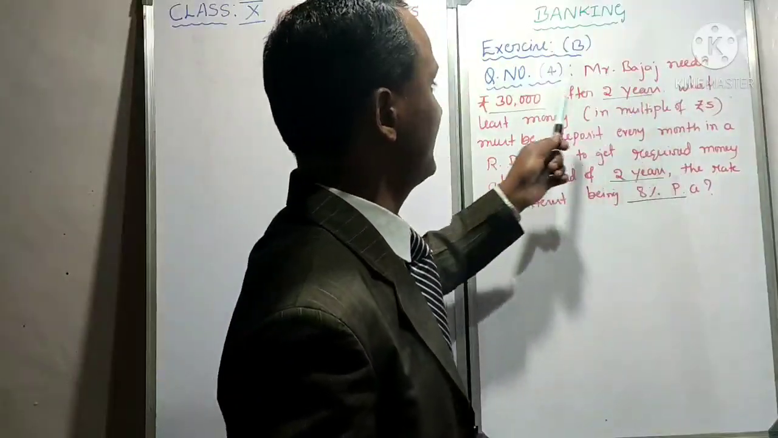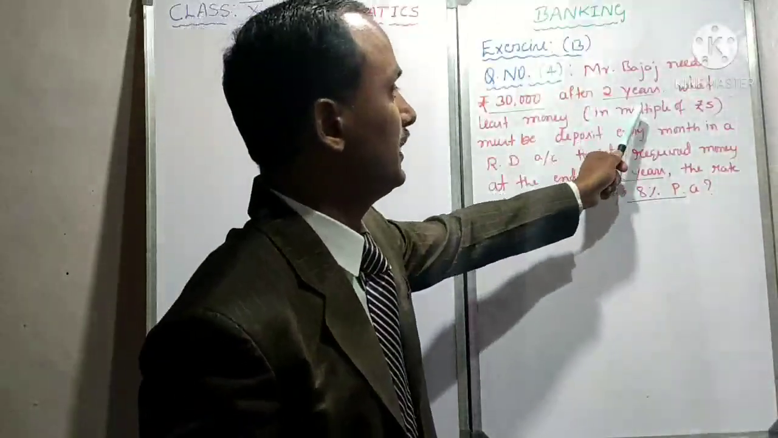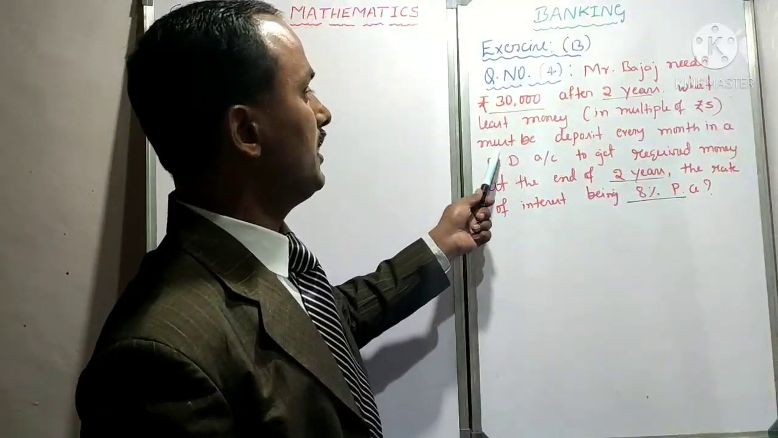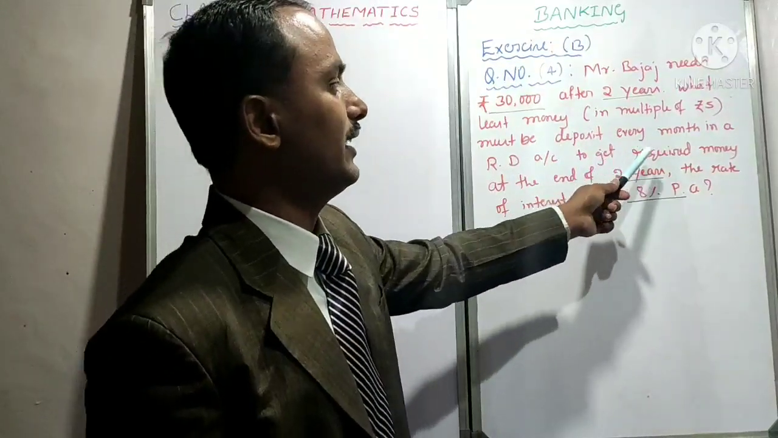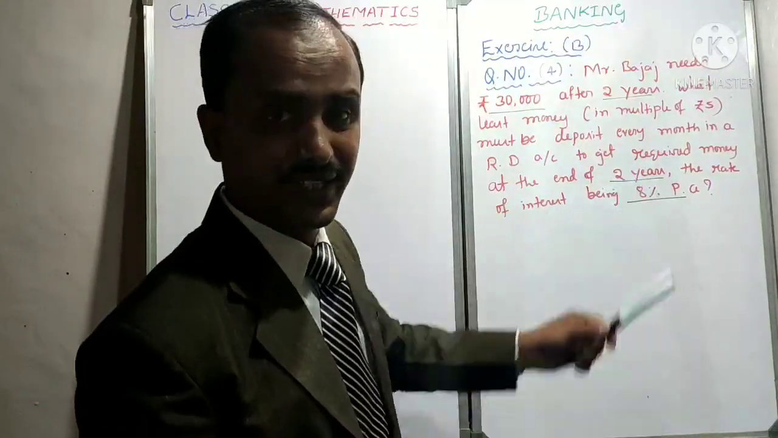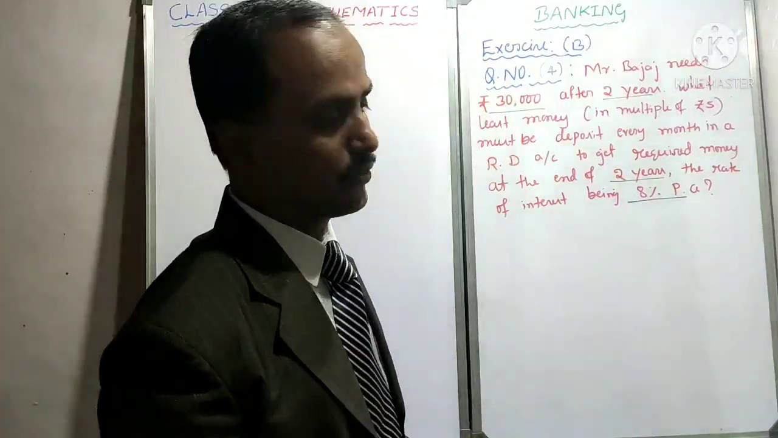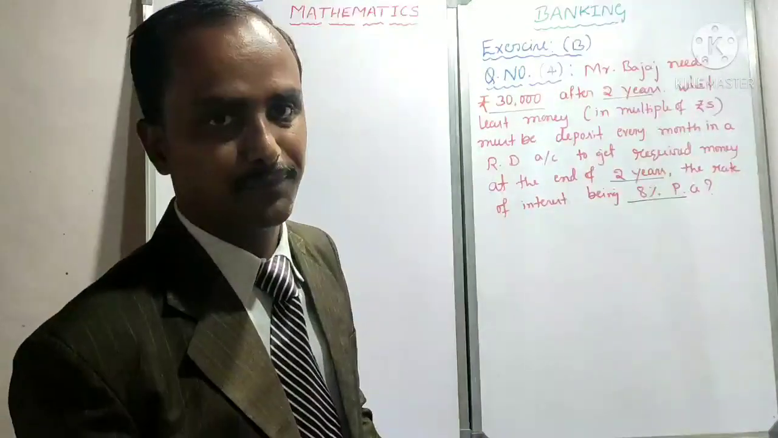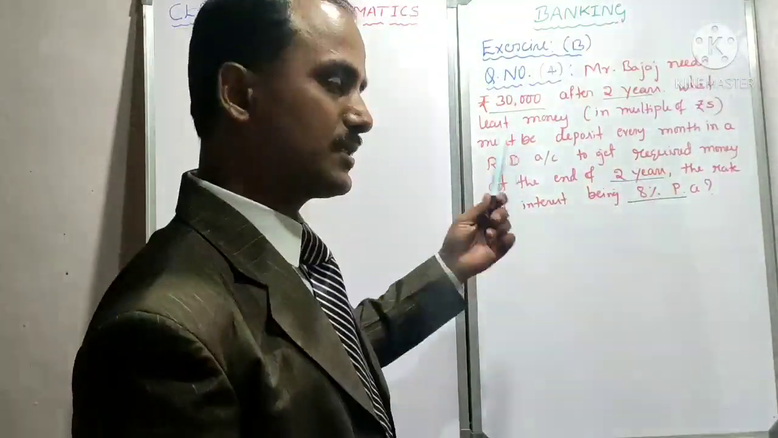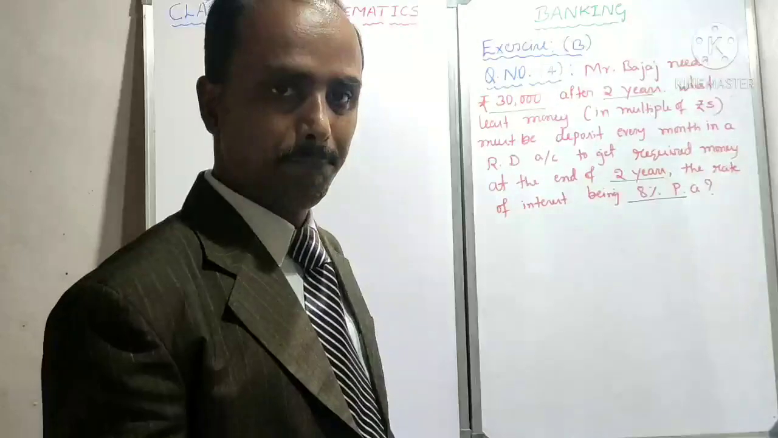Mr. Bajaj needs 30,000 after 2 years. What least money in multiples of rupees 5 must be deposited every month in an RD account to get the required money at the end of 2 years? I want at the end of 2 years 30,000 rupees. The rate of interest being 8% per annum. Very easy. In the last previous class, this type of problem we already saw, how to find the monthly installment.